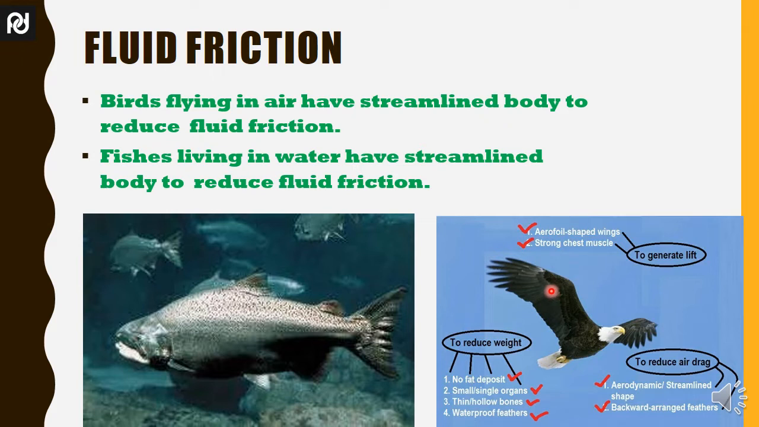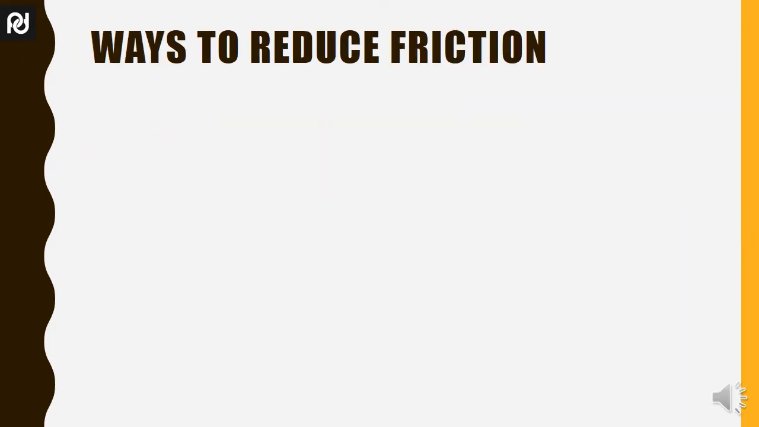Fluid friction is also very commonly observed when a skydiver dives from an aeroplane and opens up the parachute. Initially, the person will be moving very fast. As soon as they open up the parachute, the area increases, and due to the air resistance, the person comes down quite slowly. You may find other fluid friction examples, and you may post them in the comments section of YouTube.